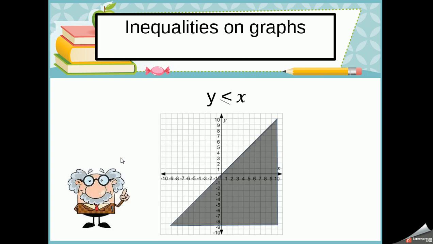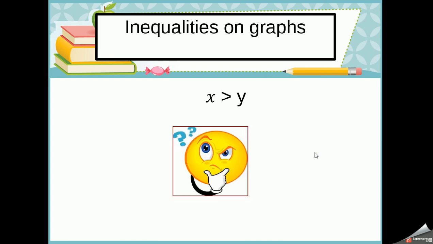What if it's the other way around? Well, if y is less than or equal to x, then we're going to shade in underneath. So it's fairly straightforward because the y could be any of these values, or x, depending on which way you look at it.